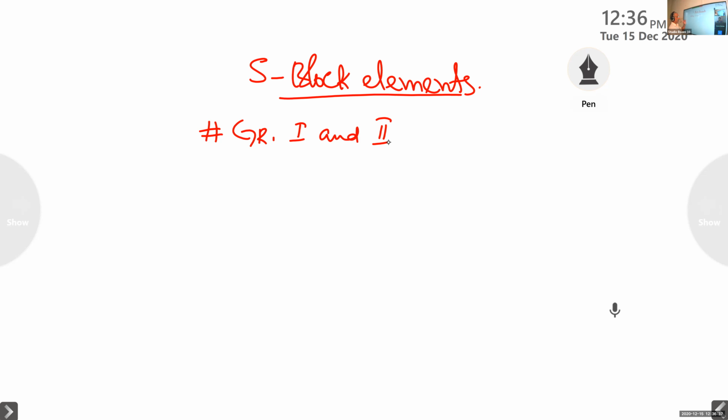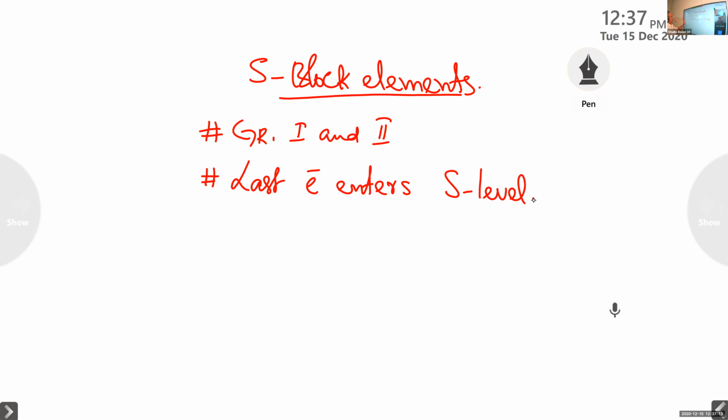In the s block elements, if you write the electronic configuration, you can see that the last electron enters the s level in the outermost shell. When we write the electronic configuration, the last electron enters the s level.